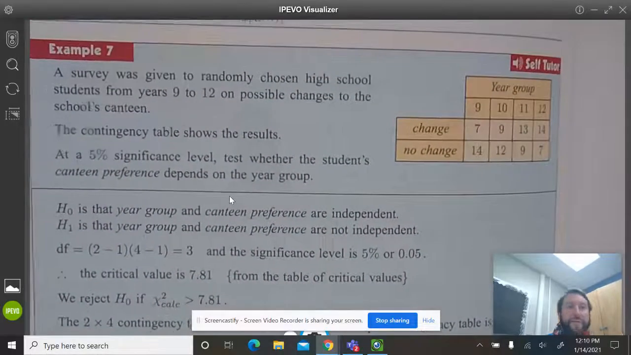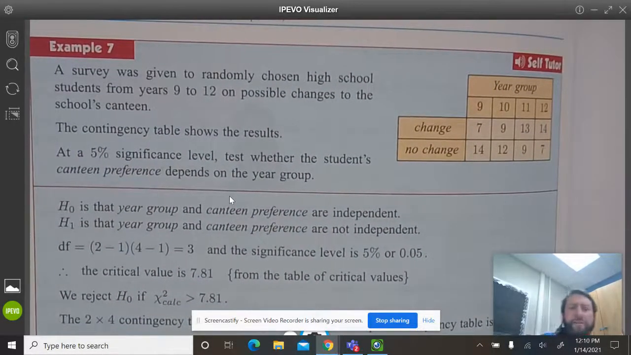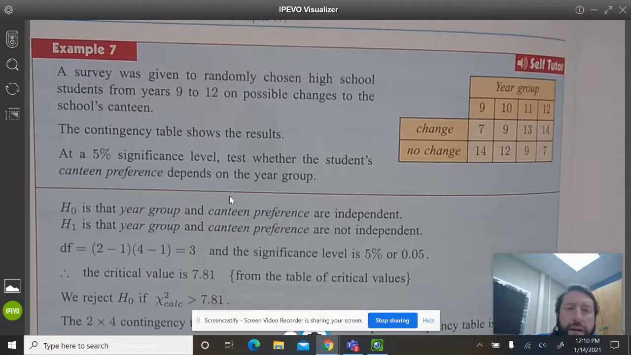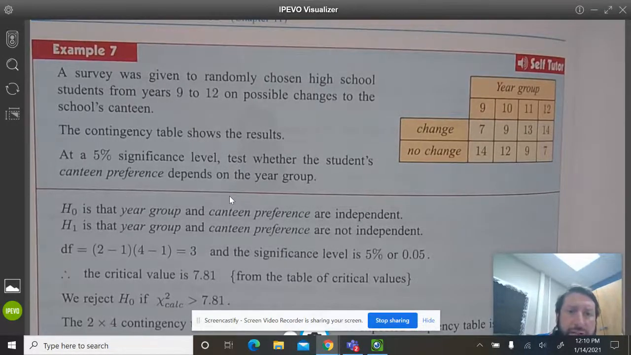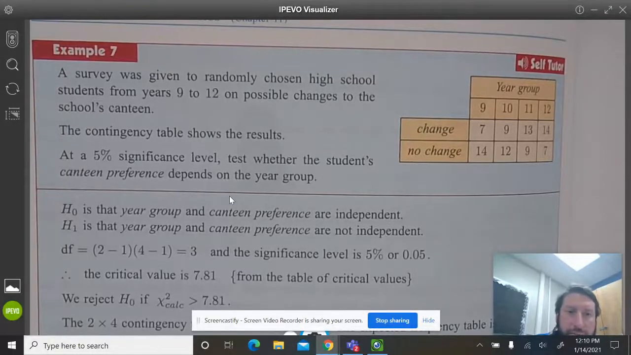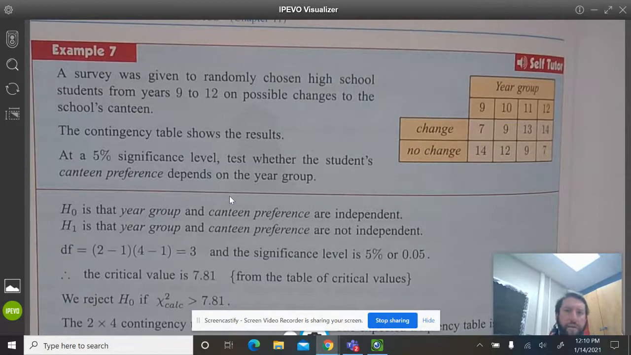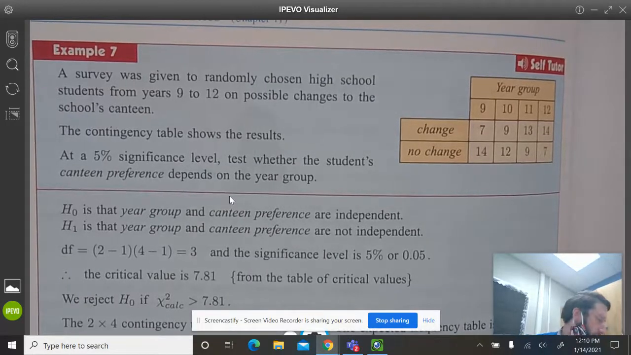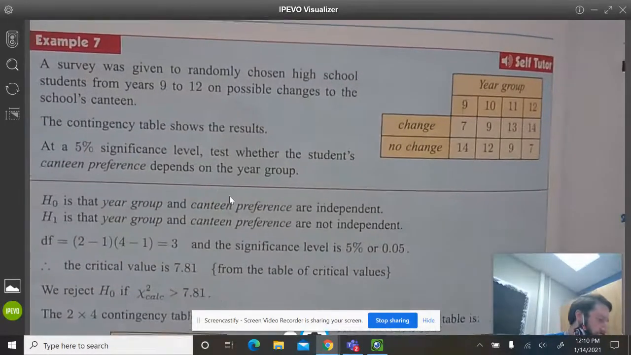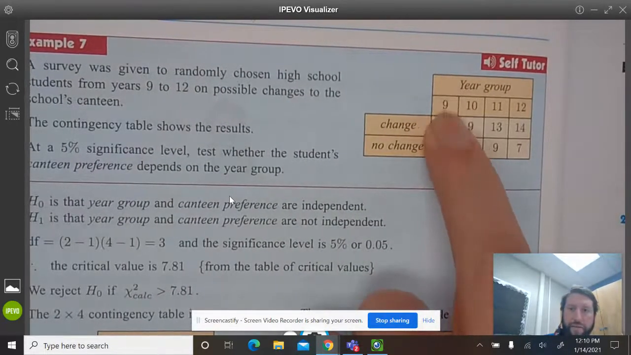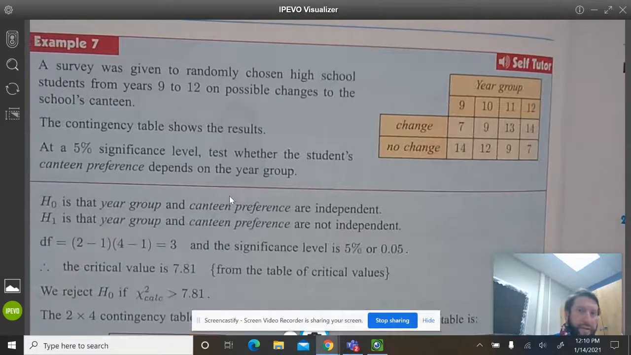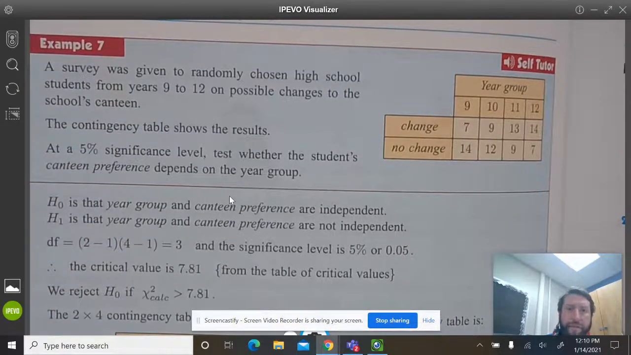everybody's good on it. So a survey is given to randomly chosen high school students from years 9 to 12 on possible changes to the school's canteen. So in other words, a cafeteria. The contingency table shows the results at a 5% significance level. Test whether the student's canteen preference depends on the year group. Okay, so we're trying to see if these are independent or dependent. So this many wants to change, this many does not want to change, and these are all ninth graders. Okay, and we're trying to see is it independent or dependent.